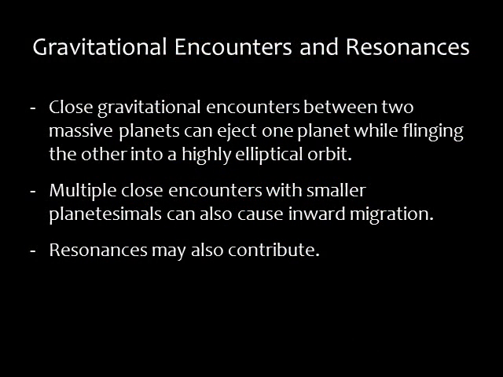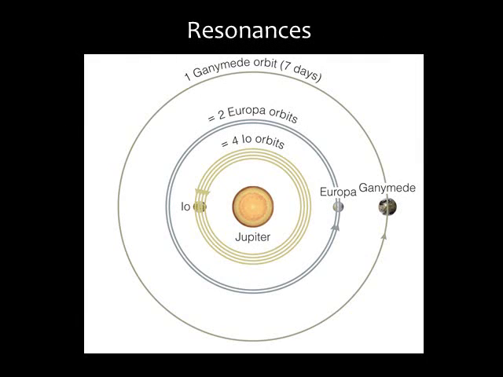The highly eccentric orbits we've observed in some extrasolar planets can be explained with gravitational encounters. A close gravitational encounter between two massive planets can send one planet out of the star system entirely, while the other is flung inward into a highly elliptical orbit. Repeated encounters could cause significant migration. We haven't talked about resonances yet. Basically, an orbital resonance is the phenomenon of orbital periods falling into a simple mathematical relationship.